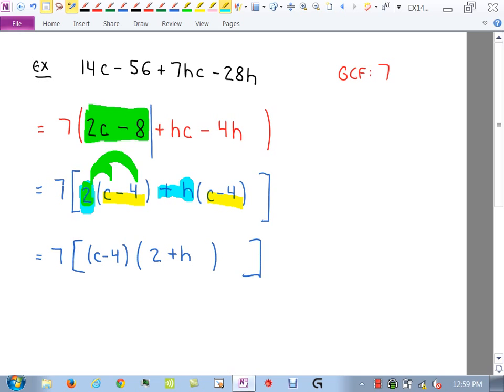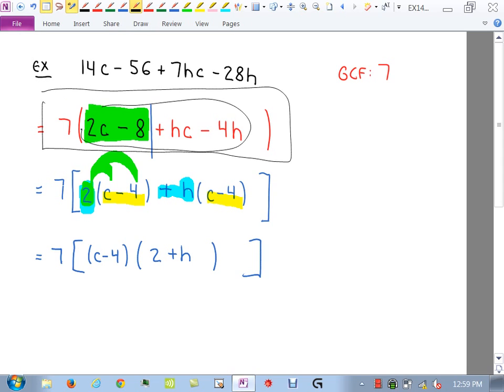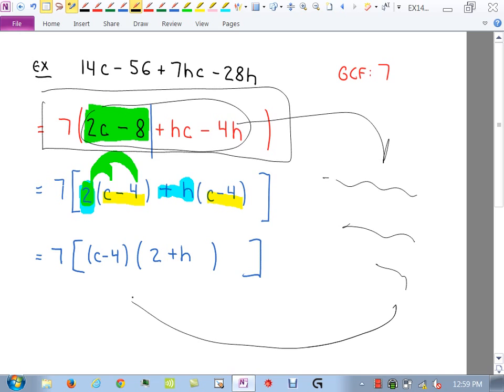Some students prefer to do this. When they get to this step right here, some students prefer to just take that inside problem, bring it over here, do it, and then come back and put it next to the 7. It's really up to you. I like to try and work at one line equals the next line equals the next line.